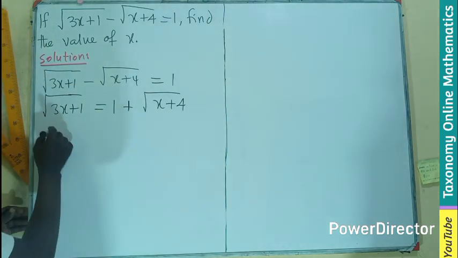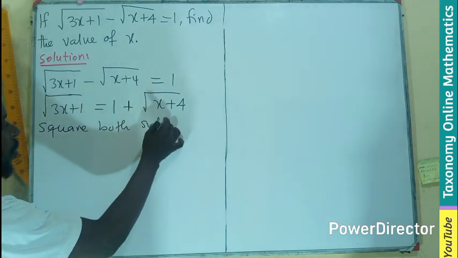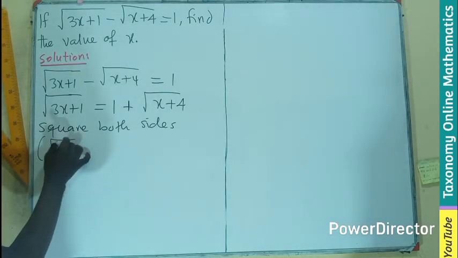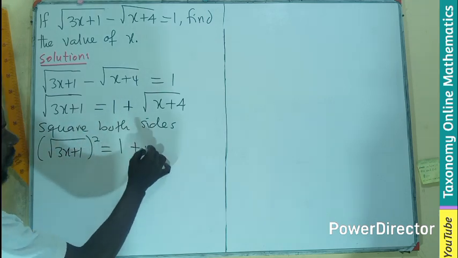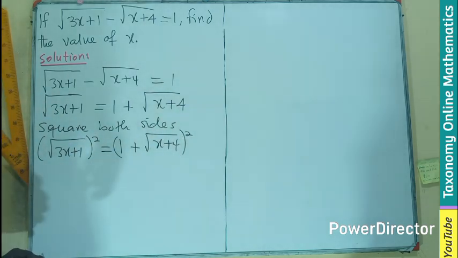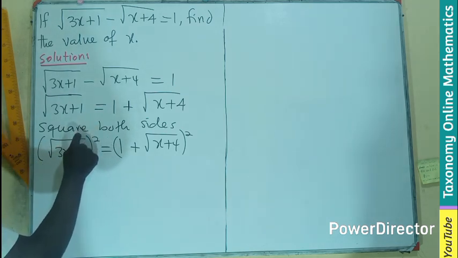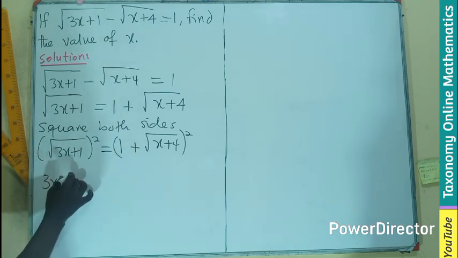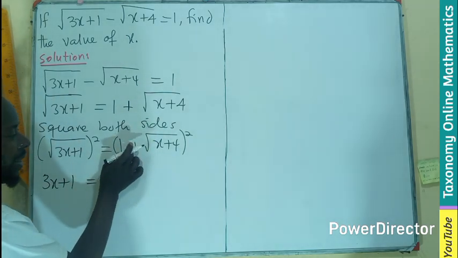So what will I do? I am going to square both sides of the equation. Squaring both sides simply means I'm having the root of 3x plus 1 all squared equals 1 plus the root of x plus 4 all squared. Now, in squaring, this is just a single term. The square will cancel the square root, since the square root is a power of half. So I should be left with only 3x plus 1 on the left, equals, if you recall, this is one term, the second term.